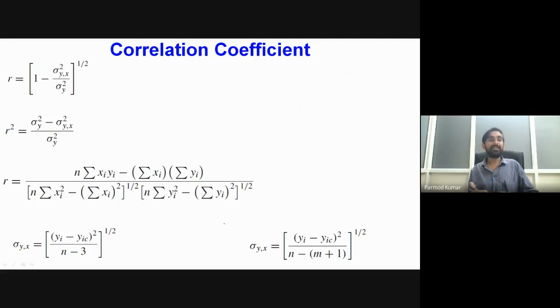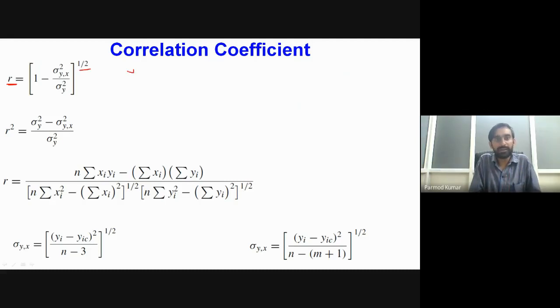Now, obviously, what we are trying to do here is correlate the observed data we have. So we have to define some correlation coefficient, which will tell us how good our correlation is with the observed data set. For that, we have a value r, which defines the correlation coefficient as (1 minus sigma_yx squared divided by sigma_y squared) whole raised to the power 1/2.